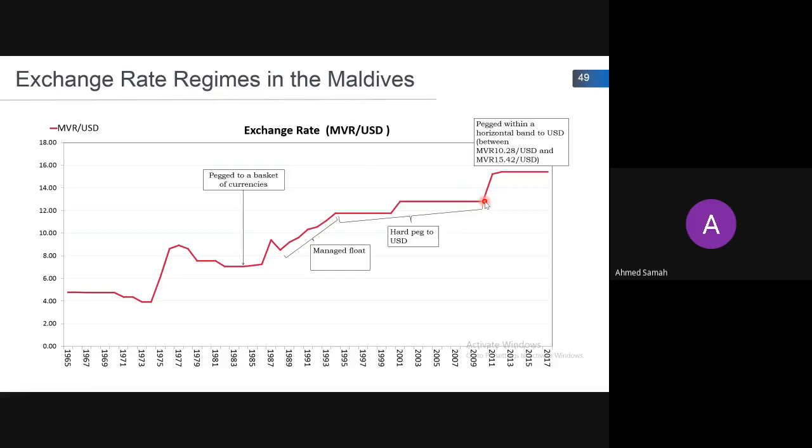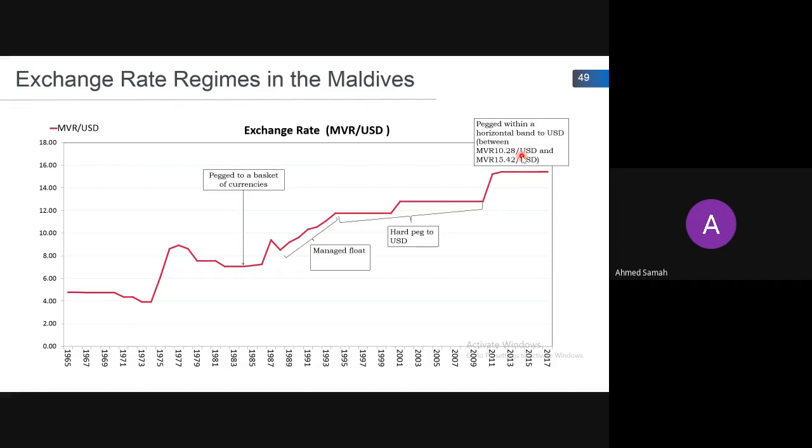the value of rufiya against the US dollar within a horizontal band. So what is this specific band within which it fluctuates? From the 12.85 hard peg, 12.85 was the central parity, and the band was plus or minus 20% around it, that is 10.28 per US dollar to 15.42 per US dollar.